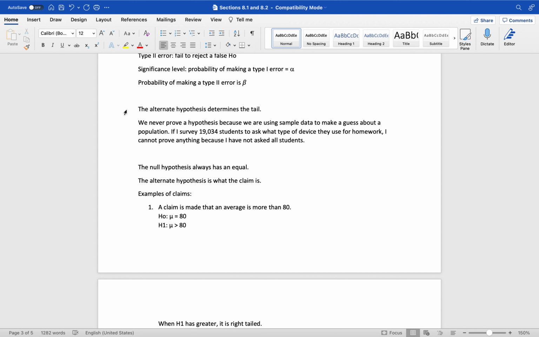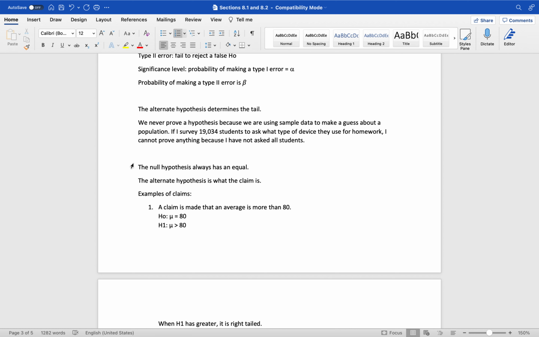We never prove a hypothesis because we're using sample data. That means we don't have all of it. If I survey 19,034 students, I can't prove anything because I haven't asked all students. The only thing I know about is those 19,000. The null hypothesis always has the equal. The alternate hypothesis is what the claim is.